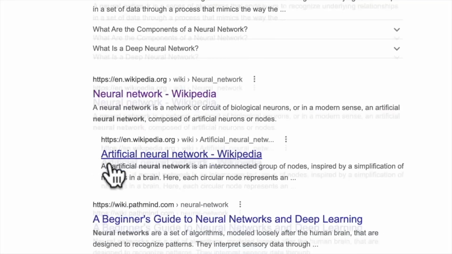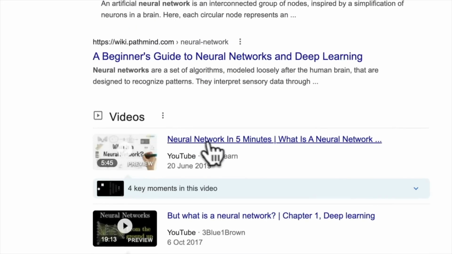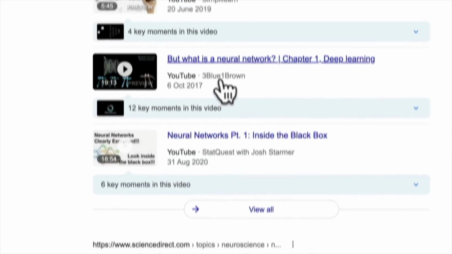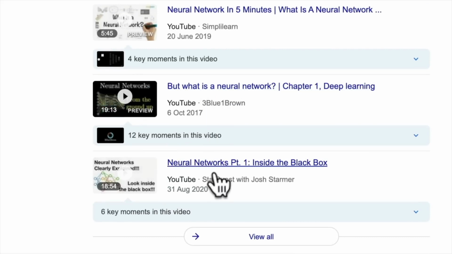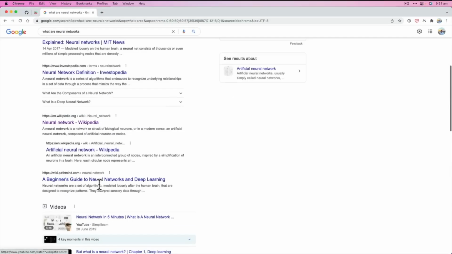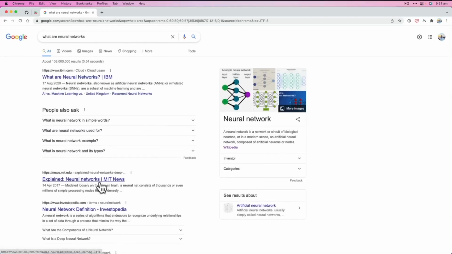There are hundreds of definitions of things like this online. Neural network in 5 minutes, 3Blue1Brown. I'd highly recommend that channel series on neural networks. That's going to be in the extra curriculum. StatQuest is also amazing. So there's hundreds of different definitions on here, and you can read 10 of them, 5 of them, 3 of them, make your own definition. But for the sake of this course, here's how I'm going to define neural networks.